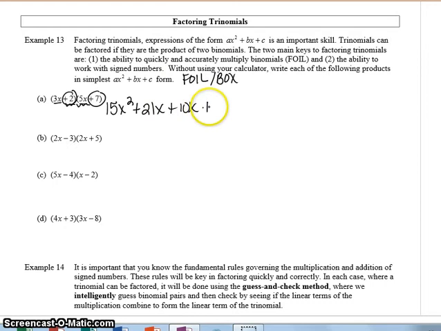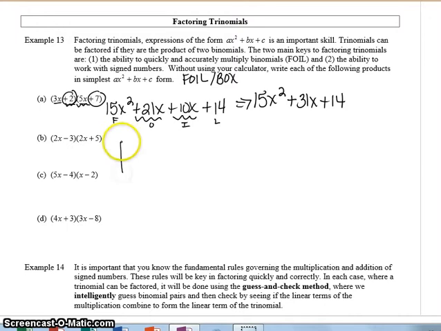The outers and the inners always combine like terms. So this was my first, my outer, my inner, my last in FOIL. When I clean that up, I'm going to get 15x squared plus 31x plus 14. So that's the FOIL method.